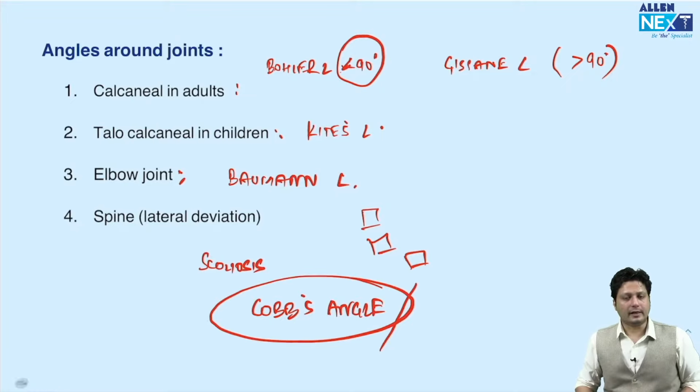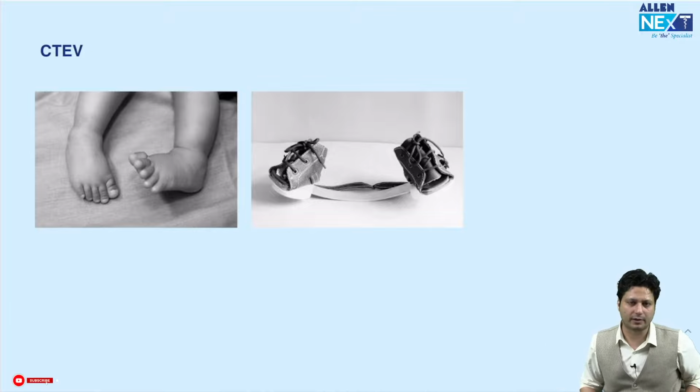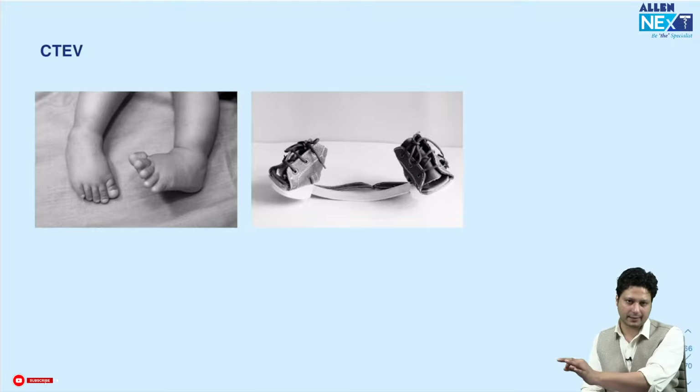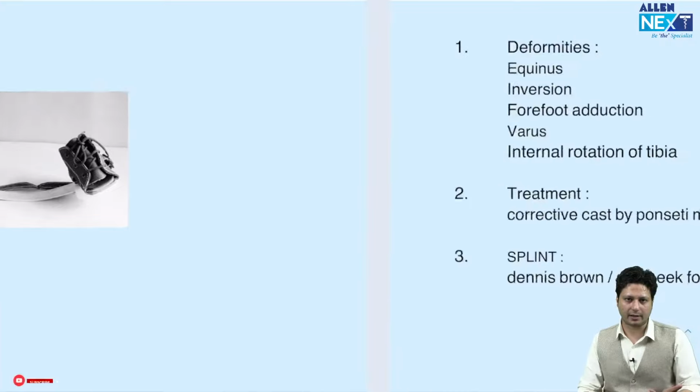All right. The name of that angle is going to be Cobb's angle. So these are the angles which we are expecting. They will simply construct the angle and then they will ask you everything related to it. CTEV is something that you have to revise before sitting in the examination. Yes, it is extremely important. They can ask anything related to CTEV.